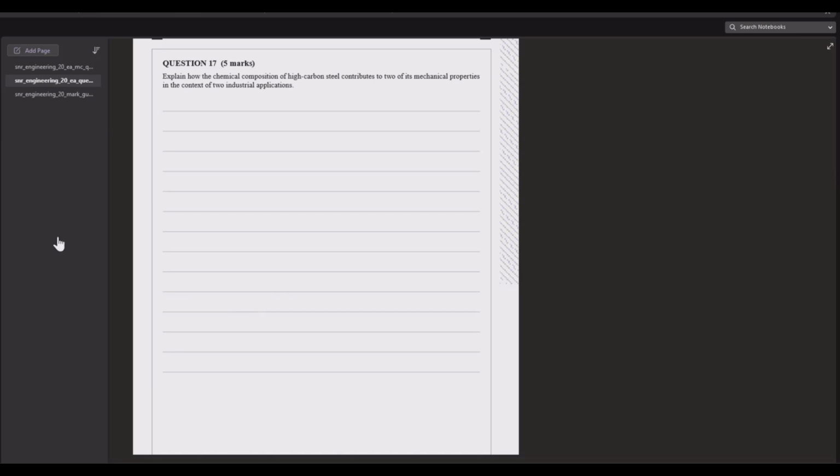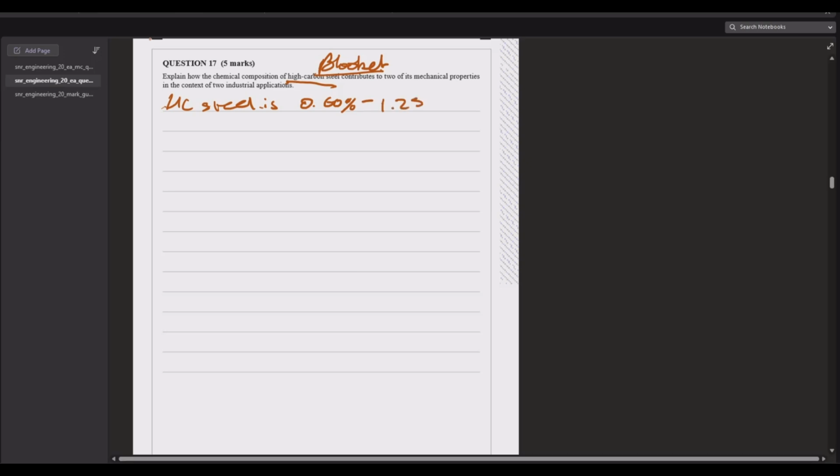Now this question is definitely one of the easier explanation questions. You're going to need to know your carbon compositions. Again, this is a mental memory thing, and I've made booklets for this. It's really good, really helpful. It's completely free. Highly recommend it. First thing you need to know is your high carbon steel carbon percentage. So HC steel is 0.6% to 1.25% carbon.